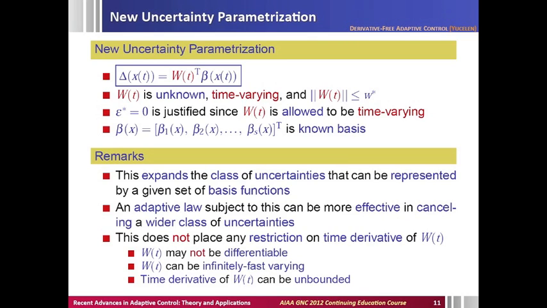Here, this epsilon star, basically epsilon star comes from the residual error upper bound being 0, because it can be justified, because now we allow time variations in the weight matrix. So due to this fact, we don't need to assume the existence of the residual error. It can handle these kind of unstructured uncertainties. So here we have again the known basis.